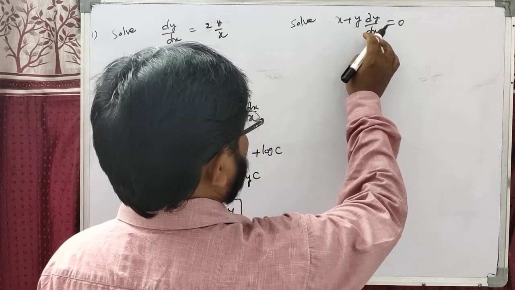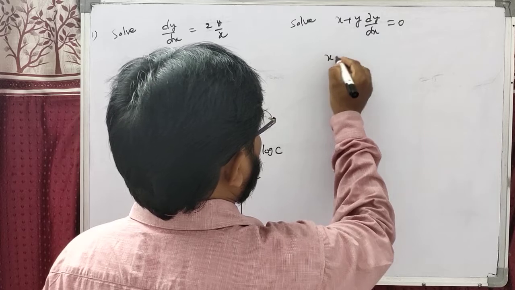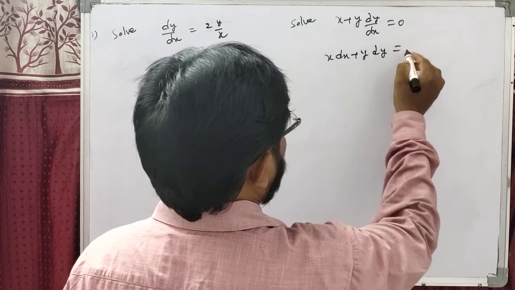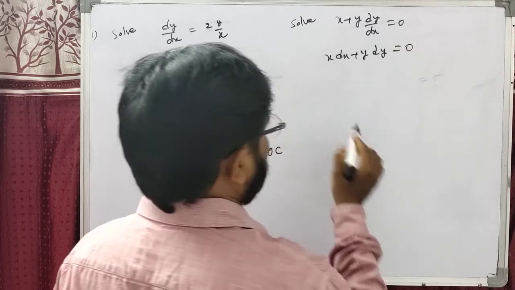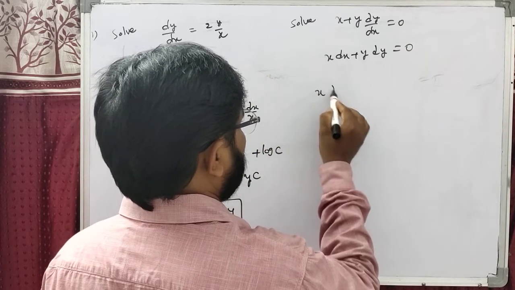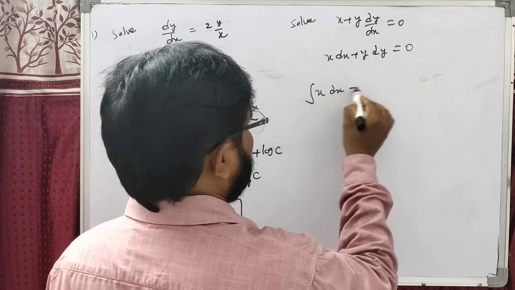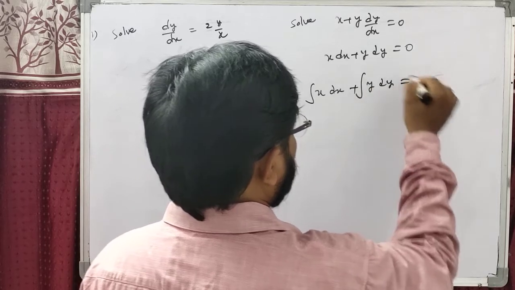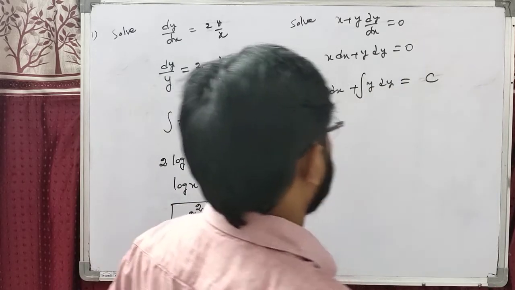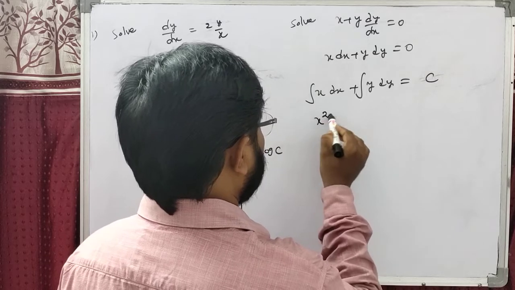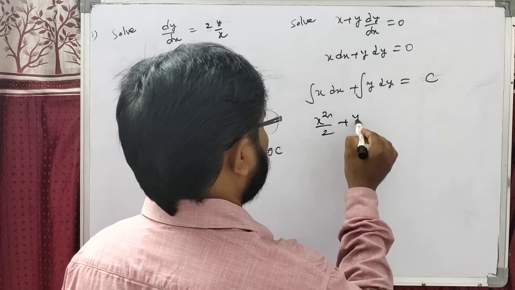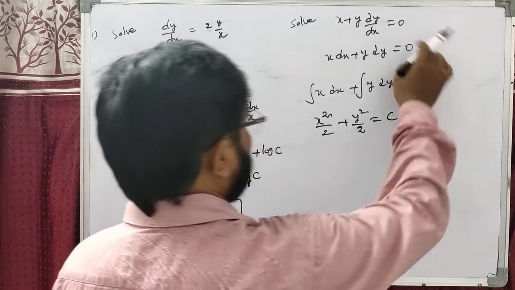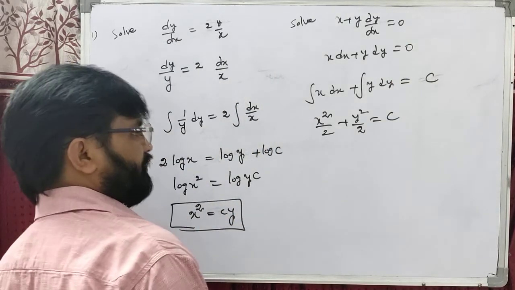Dear students, when we take the LCM, x dx plus y dy equals 0. Now, dear students, apply the integrals. Integral of x dx, integral of y dy, and the integral of 0 is undoubtedly a constant. This gives x square by 2 plus y square by 2 equals c. The integral of 0 means it will be the constant, students.